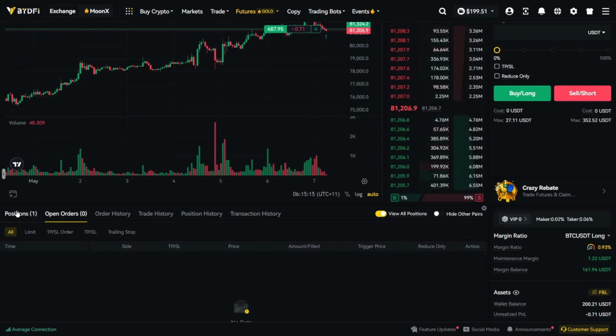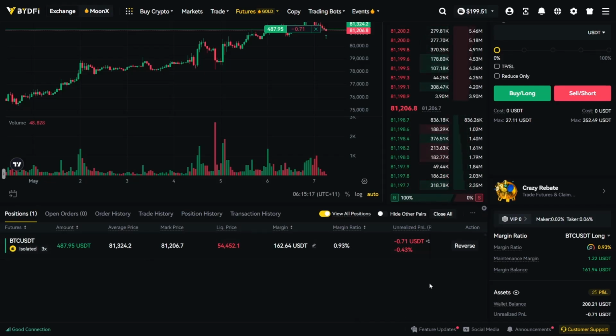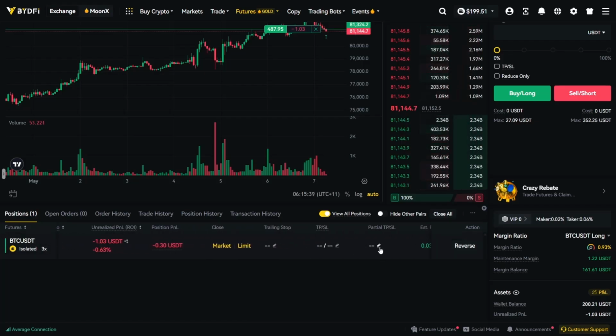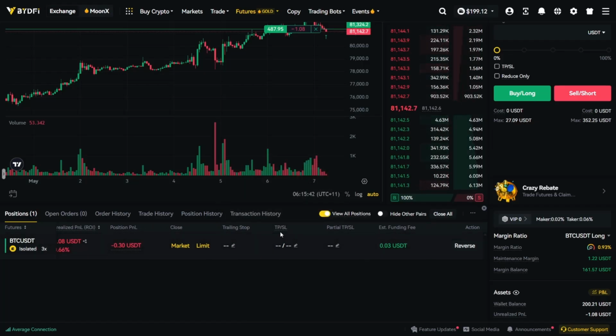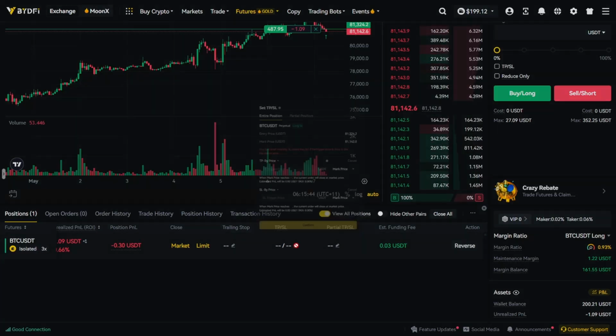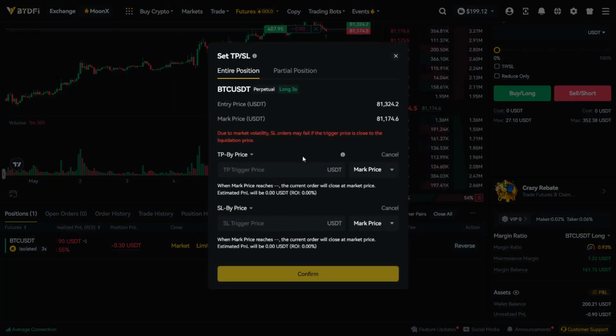Next, I'm going to show you how to add a take profit and stop loss after your order. So we can see that our trade is still live, and we're going to scroll to the far right, and under take profit and stop loss, we're going to click on this icon. And here is where we can add our take profit and stop loss again.